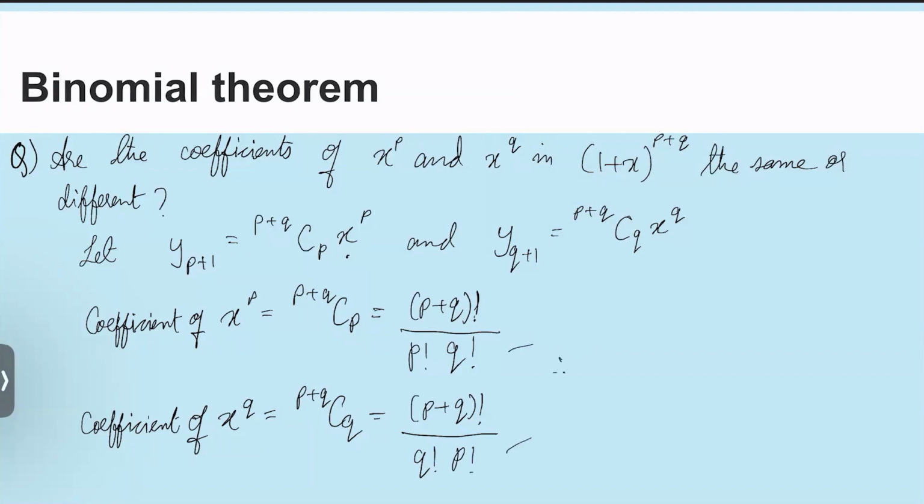Therefore, the coefficient of x raised to p is equal to the coefficient of x raised to q. Okay, so this is a simple sum. You just have to use a little of your logic to get that sum. Okay, let's do another sum.